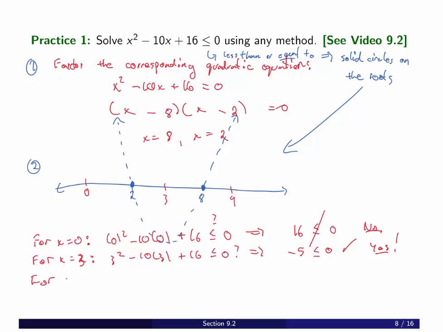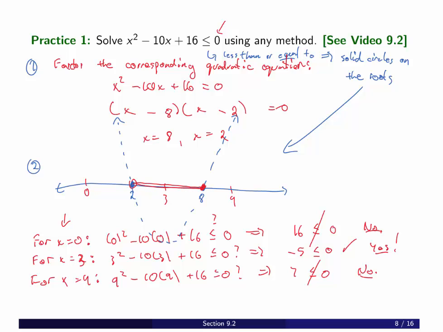And you can imagine this next one is probably not going to work. By the way, you can't choose 2 and 8 for these test points because you're on the roots, which will give you no information because they must satisfy this equation. You know they satisfy it. They actually make it equal to 0. That's what finding the roots means. So here you're going to have a larger number. You can use a calculator here if you wish. We're going to have 81 minus 90, which is negative 9, plus 16, which is 7. And this again doesn't satisfy it. So your only solution is here.